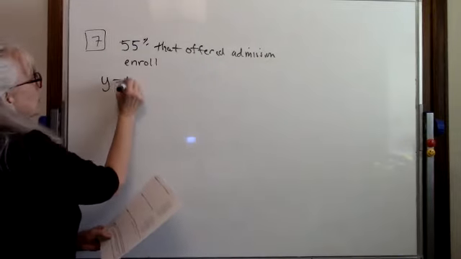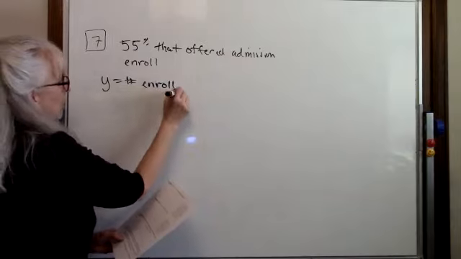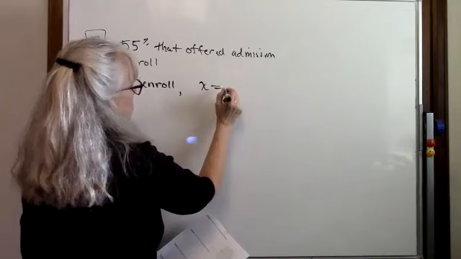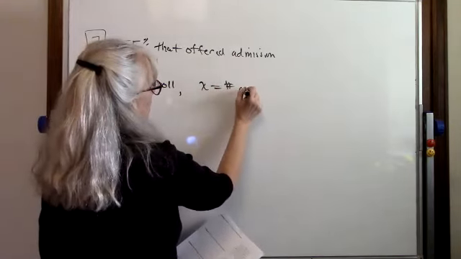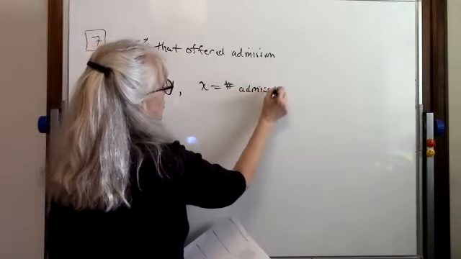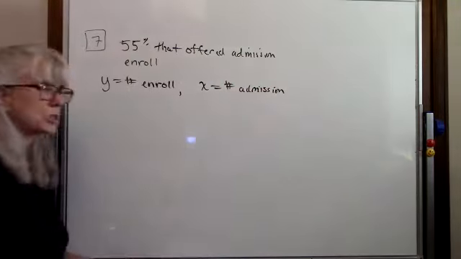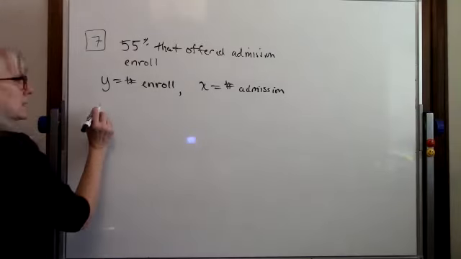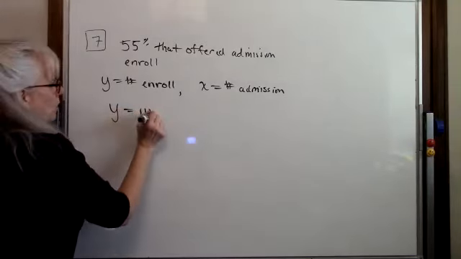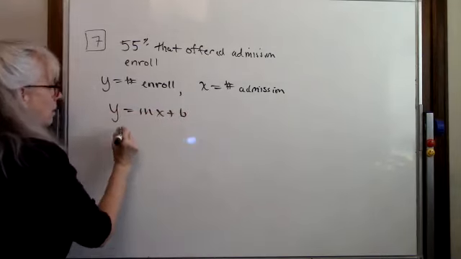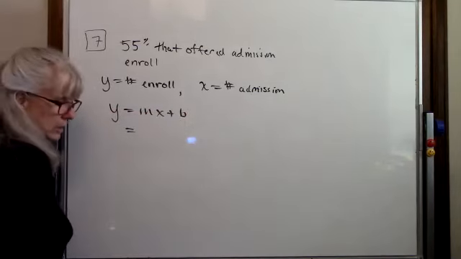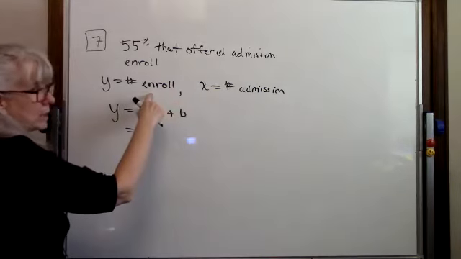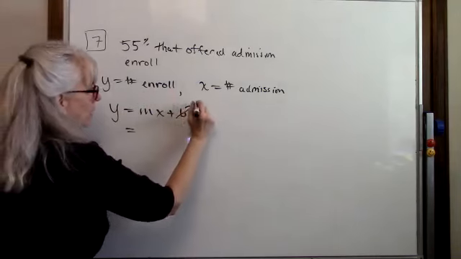So y is going to be the number that enroll, and x is the number that are offered admission. This is true for most universities. You offer admission to more than actually come. So it is a linear relationship, y equals mx plus b. The y-intercept is going to be 0, because if you don't offer any people admission, then you don't have anybody enrolling. So b automatically is going to be 0.